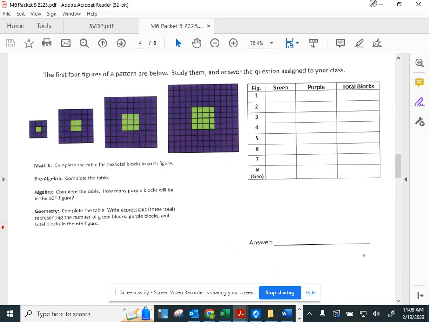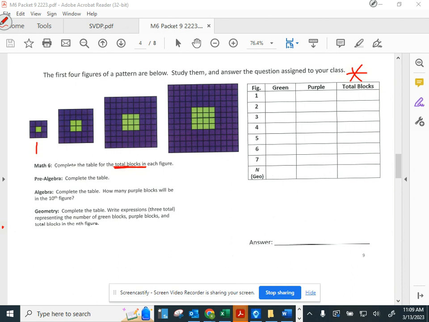So we need to complete the table for the total blocks in each figure. I really don't care if they're purple or green. I just need to do this column, and I need to do the full column down. So if I look at my first figure, figure 1, how many blocks are there in it?